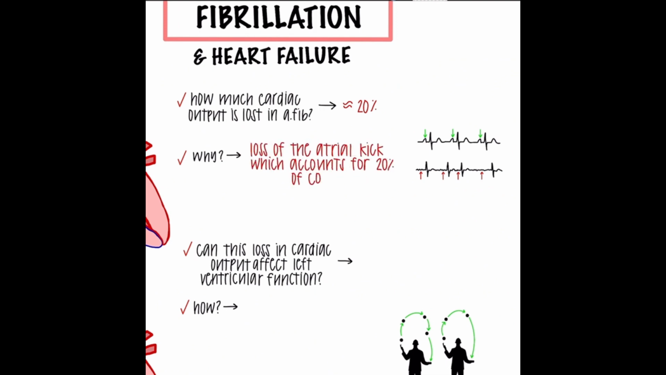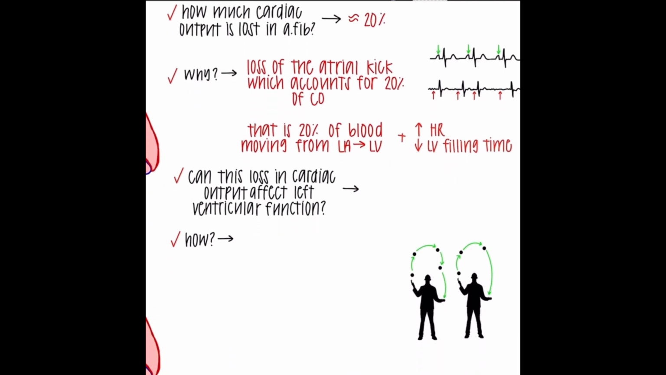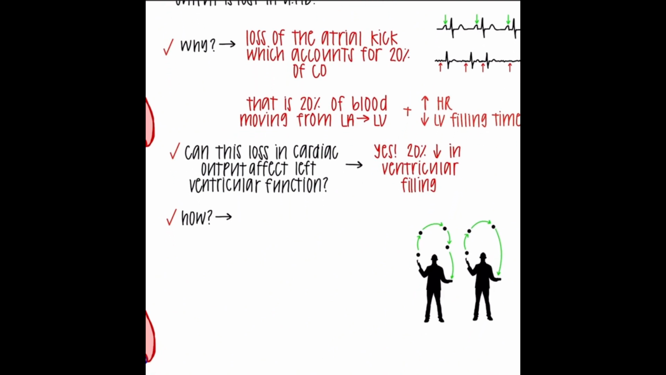Well, the loss of the atrial kick accounts for about 20% of your cardiac output. So that's about 20% of blood that moves from the left atrium to the left ventricle that's lost, and you also have increased heart rate and a decreased LV filling time. So can this loss in cardiac output affect LV function? Yes, about 20% is lost from that atrial kick that should go into the left ventricle.